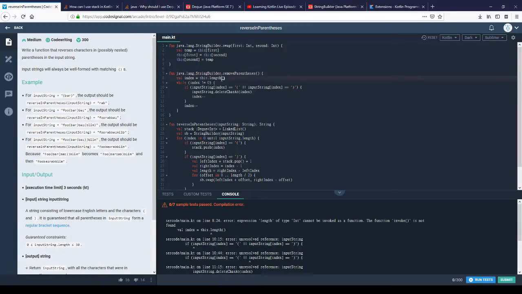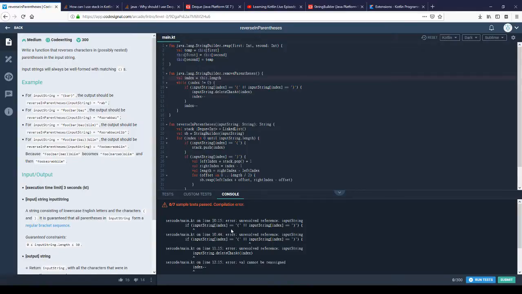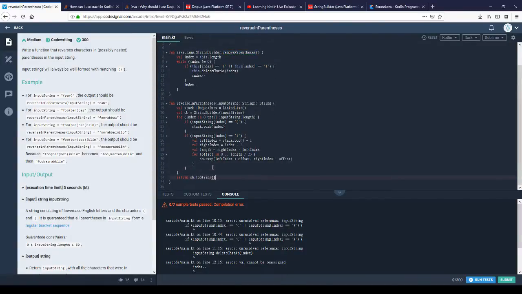I kind of have a feeling that there's a... yeah, so it is turned into a property. That's amazing, I would say. Interesting work that is done in Kotlin. So let's call it somewhere. sv dot remove parentheses.